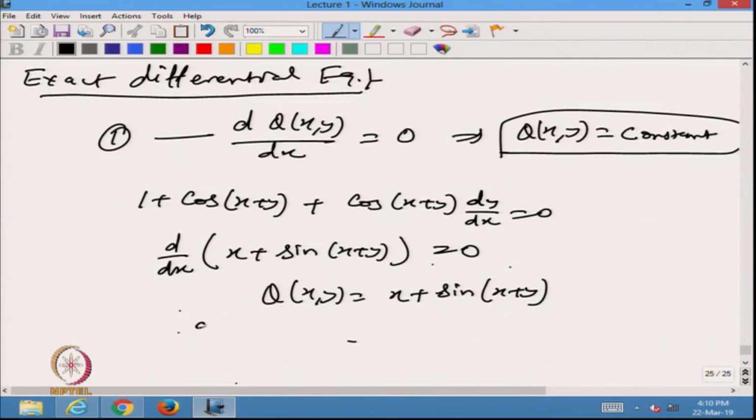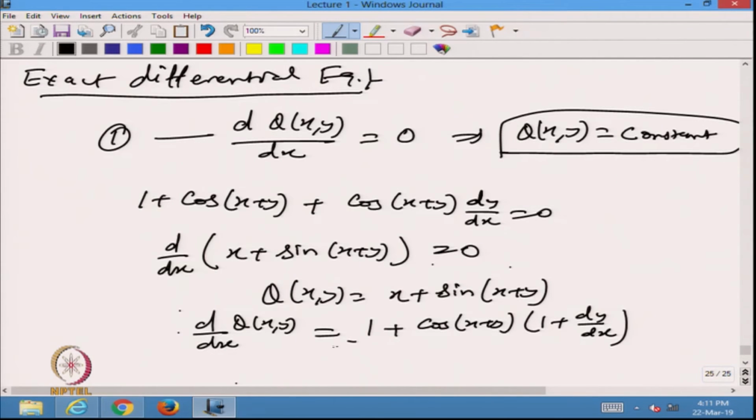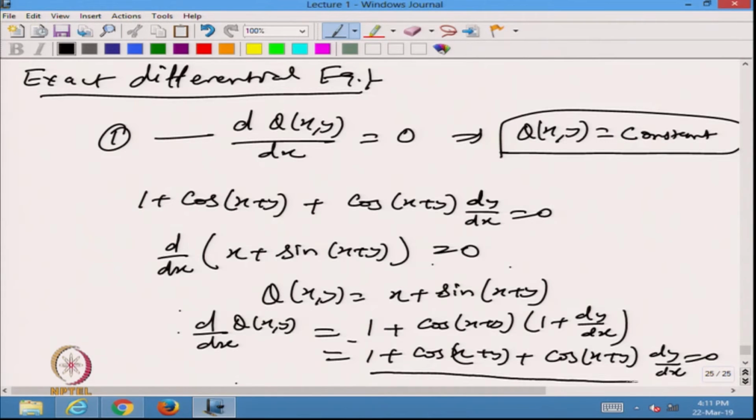Now, if I take the derivative of this function of x and y, then this becomes 1 plus cos of x plus y into 1 plus dy by dx. So, that will be my derivative, and this can be written as 1 plus cos(x plus y), I am multiplying this one, plus cos(x plus y) dy by dx, and that is equal to 0. So, if you see this one, this becomes the same as this differential equation.